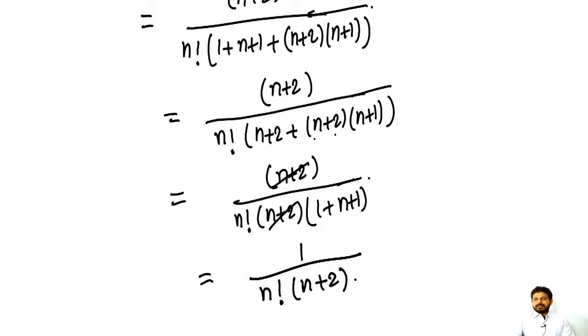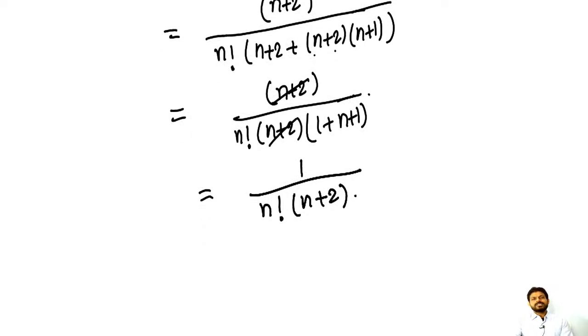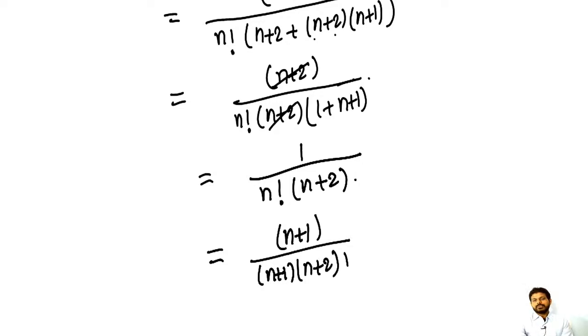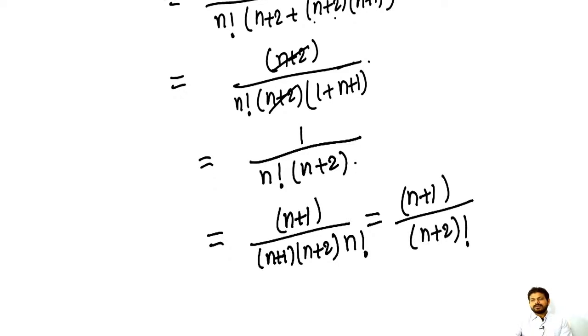Now see, our motto is to make this nth term into the difference form. Why we are going for this difference form, I'll let you know at the end, but first let us make this in the difference form. So what I will do, I will simply multiply by n plus 1 in the numerator and divide by n plus 1. So n plus 1 into n plus 2 into n factorial, which can be written as n plus 1 divided by n plus 2 factorial, right?